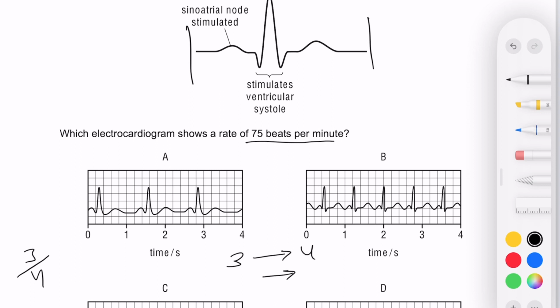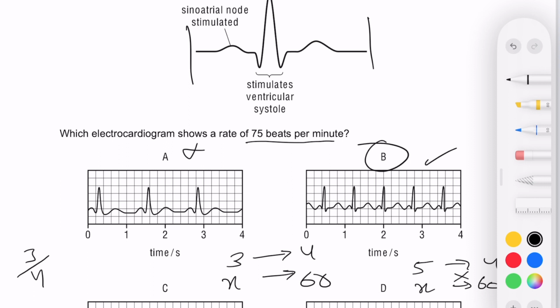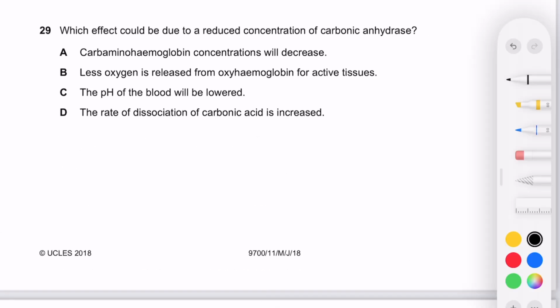In a minute, which is 60 seconds, how many heartbeats will you have? Let's see, is it 30? No, it says 45. Now here we have 1, 2, 3, 4, 5 beats in 4 seconds. Again, in 60 seconds, how many will you have? Cross multiply 5 by 60, divide by 4, that gives 75. This is my answer.